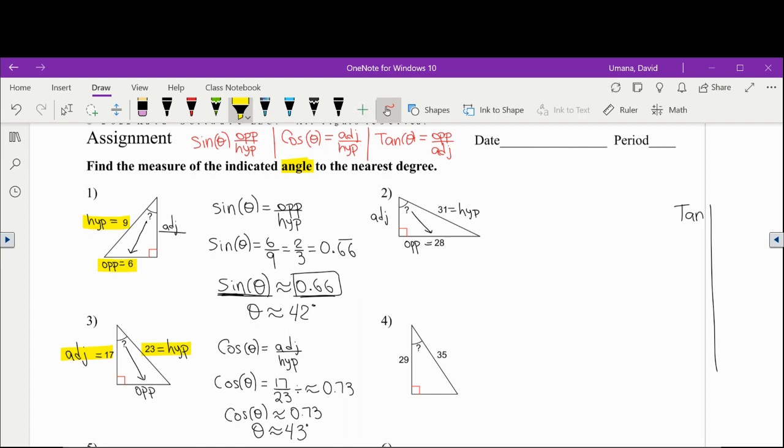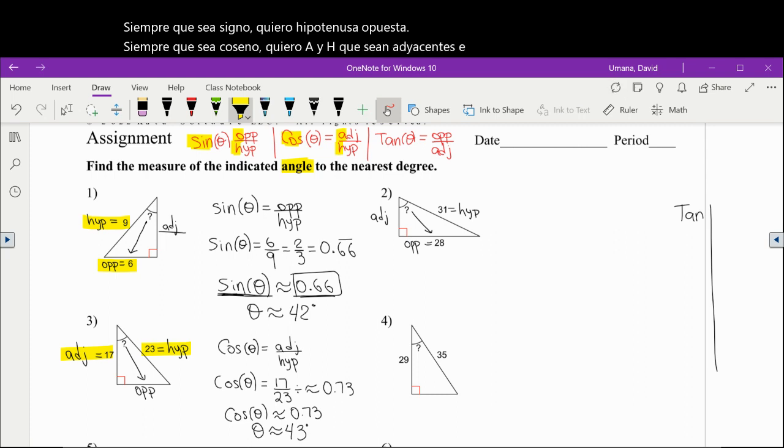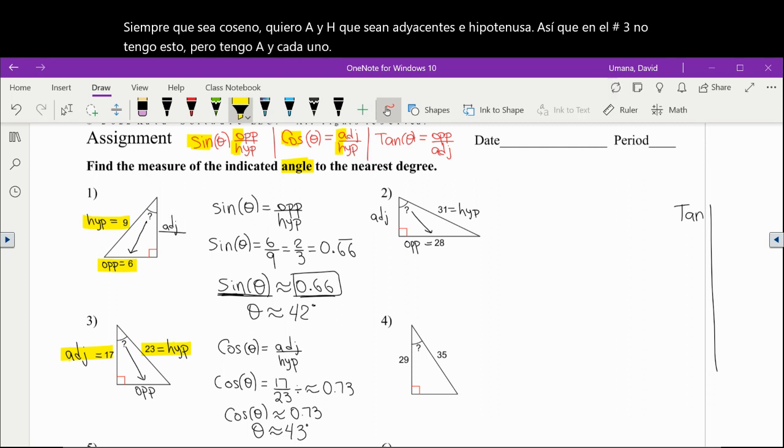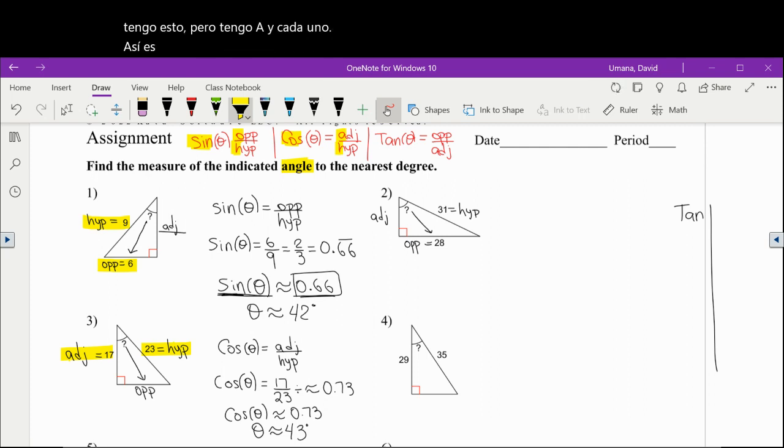And think about it this way. Whenever it's sine, I want opposite and hypotenuse. Opposite, hypotenuse. Whenever it's cosine, I want A and H, adjacent and hypotenuse. So on number 3, I don't have O, but I have A and H. So that's kind of how I decide which one I want. If I have tangent, I want O with A. So whatever opposite is, whatever the adjacent is.